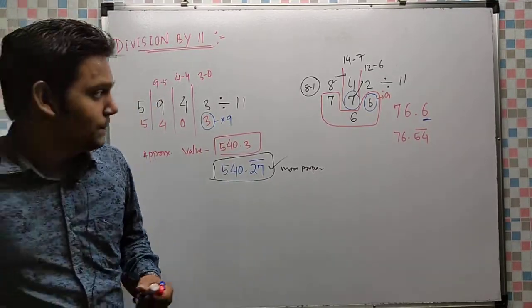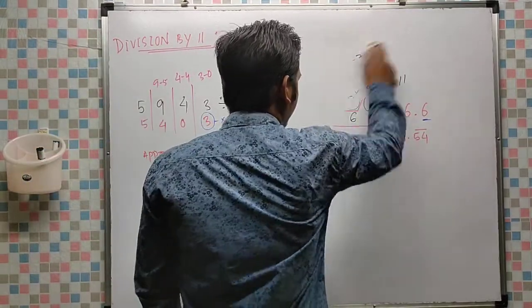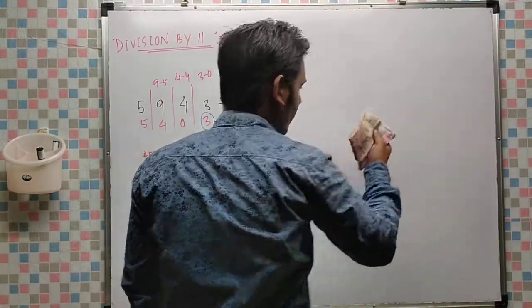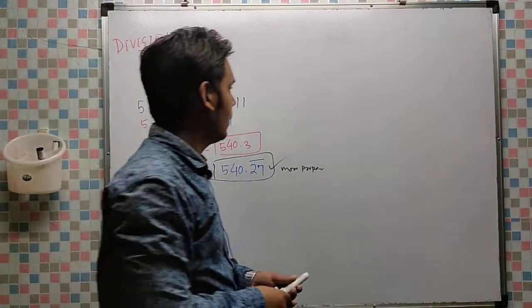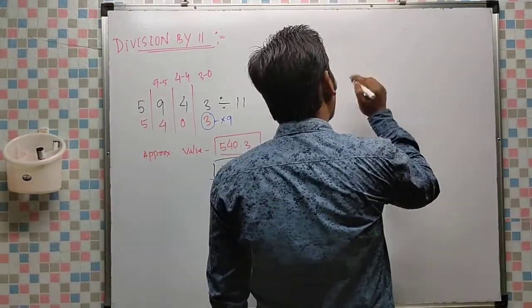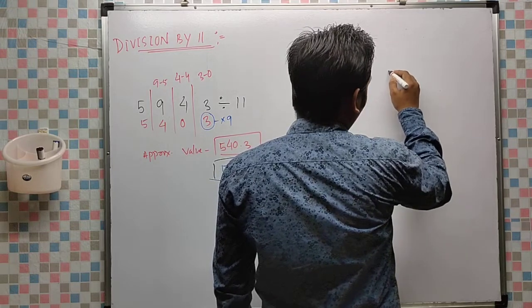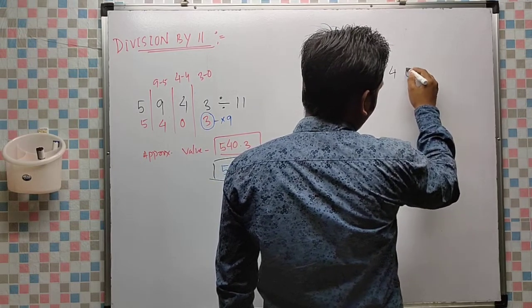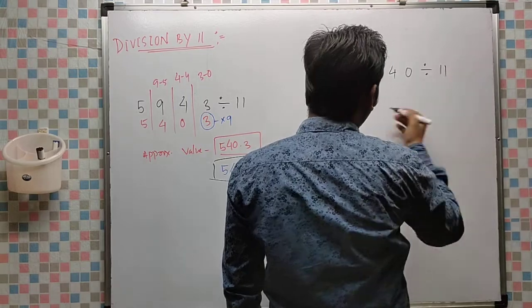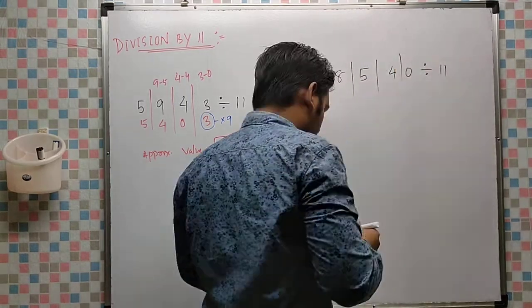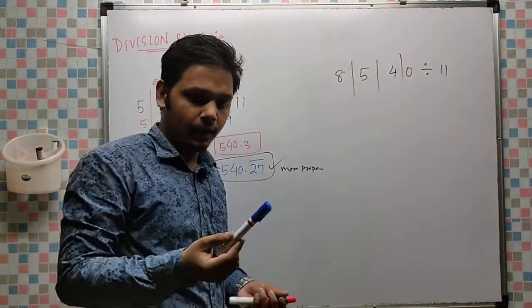One more number we will do. Suppose 8, 5, 4, 0 divided by 11. So first what we have to do, we have to separate the digits.